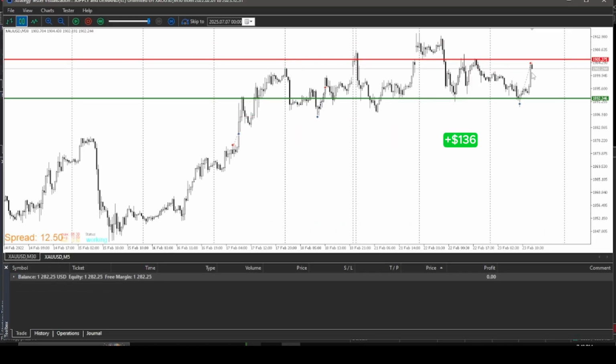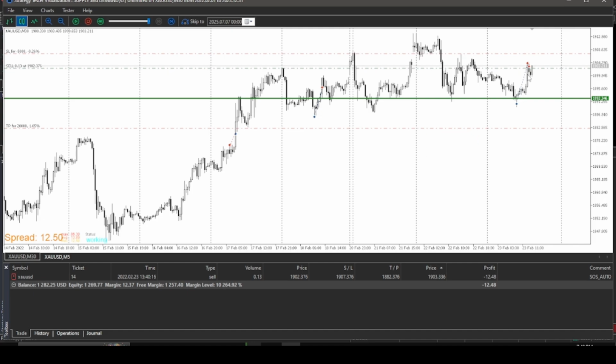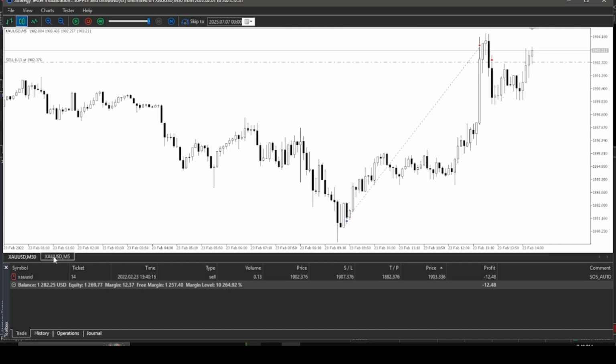Let's see. Okay, that was a good one. So we've taken a sell trade also here from that supply zone. Let's see. You can see we had this bearish engulfing candle engulfing this candle here, and we took the sell. Let's see how this ends up.